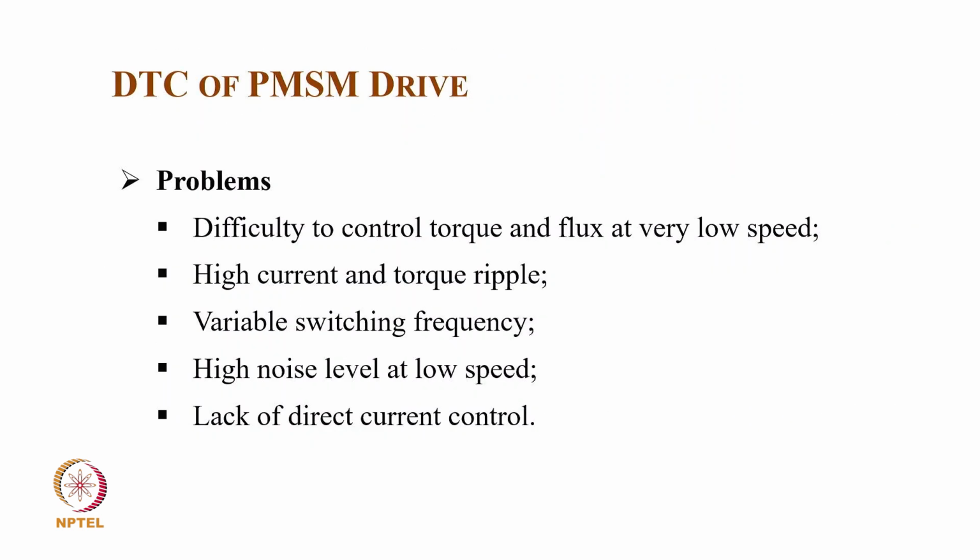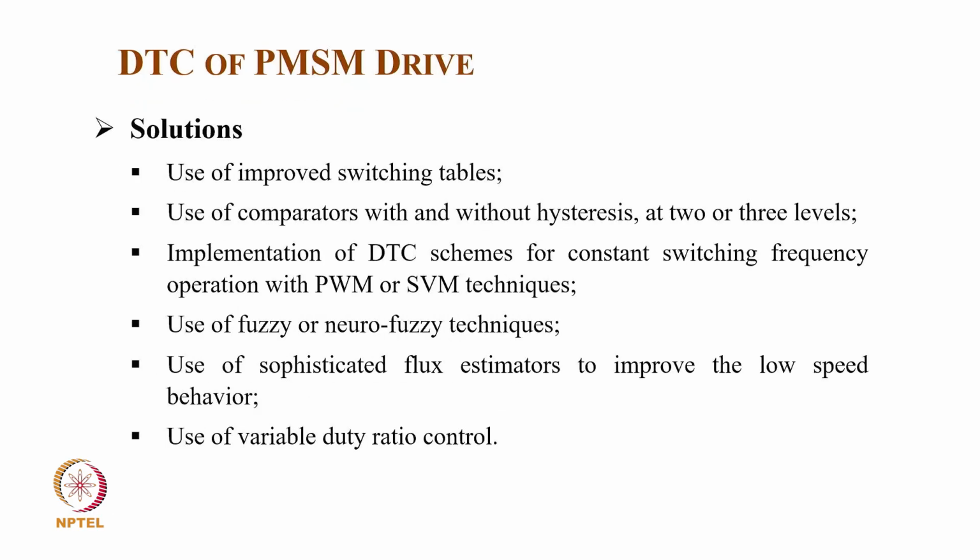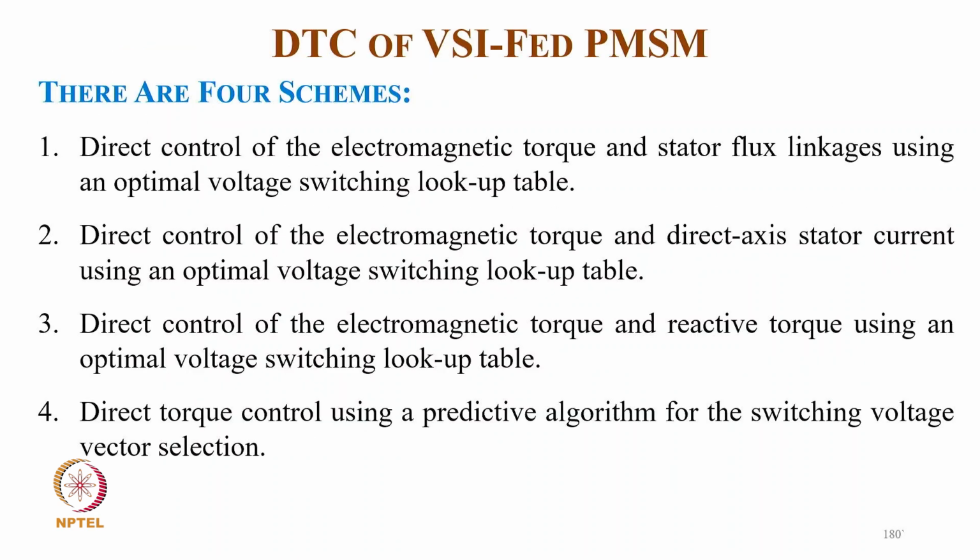So the problems, of course, in DTC are difficulty to control torque and flux at very low speed, high current and torque ripple, variable switching frequency, high noise level at low speed, and lack of direct current control. The solution is use of an improved switching table, use of comparators with and without hysteresis at 2 or 3 level, and implementation of the direct torque control scheme for constant switching frequency operation with PWM or space vector modulation technique. Use of fuzzy or neuro-fuzzy technique, use of a sophisticated flux estimator to improve the low speed behavior, and use of variable duty ratio control.